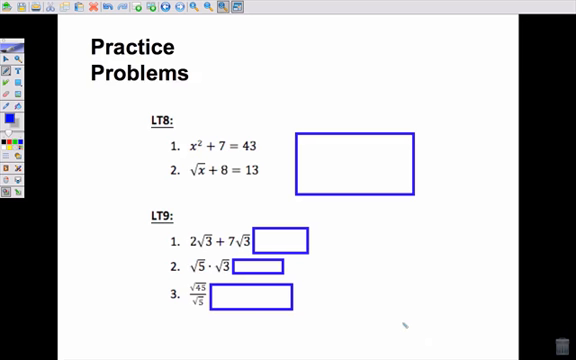Here are your practice problems then for learning targets 8 and 9. Again, same deal with these. Do these on a separate sheet of paper, bring them to your algebra teacher, and then we will check them, make sure that you kind of know what you're doing, and then give you the actual retake test.